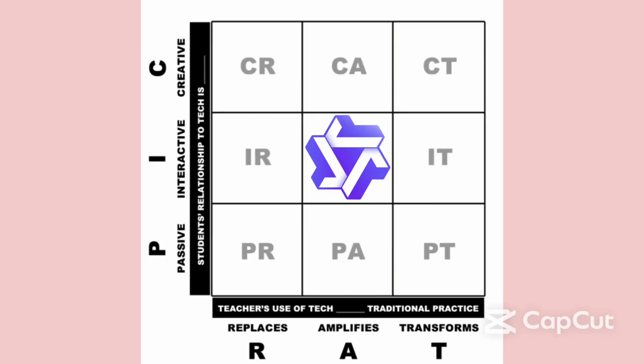Which helped me see how each of the tools I use impacts students. Qwen 2.5 Max is interactive and amplify. Interactive because students write prompts to tell the AI what image they want. They don't draw, but they control the result. Amplify because it helps them create images faster and easier, especially helpful for students who can't draw well.